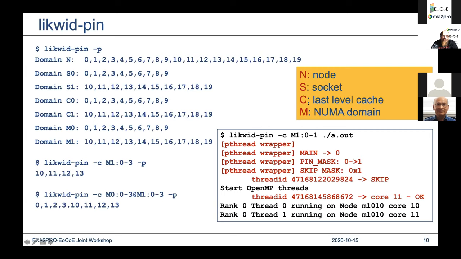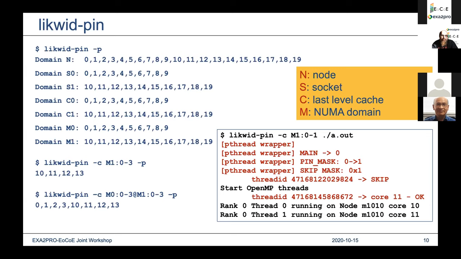On these systems, it's quite useless because most of the domains look the same. The socket, cache, and memory domains look exactly the same. But as soon as you're on other systems which have a more complicated system topology, a current example would be the A64FX on Fugaku. They have a completely different system topology with a huge amount of memory domains for a single socket.